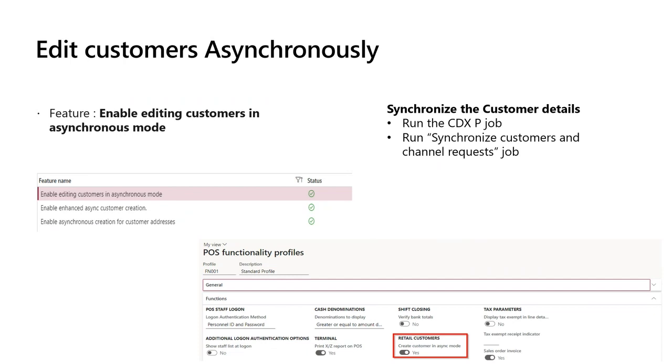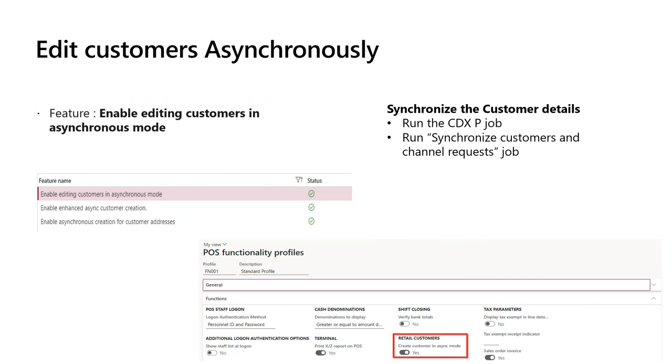There was a performance improvement feature released to split the customer entity into smaller units, which results in better performance for the CDX jobs. Then there is a feature for enabling enhanced customer creation, where title, affiliation, and other fields are defaulted from the default customer account when you create a customer asynchronously. Another feature was on creating the customer address asynchronously, which was to support e-commerce address creation. Now with this new feature, you can turn on async customer creation and editing in store operations and e-commerce.